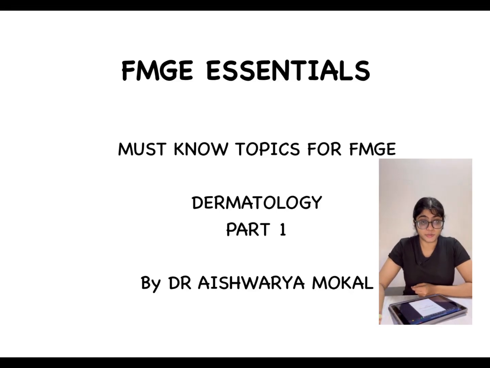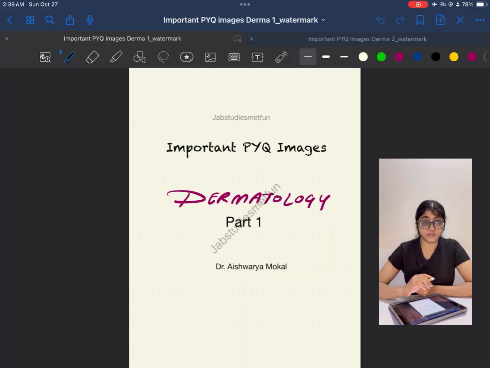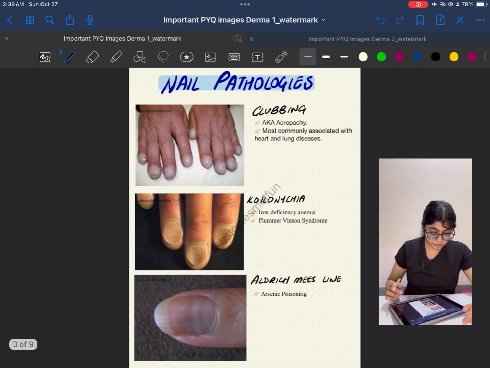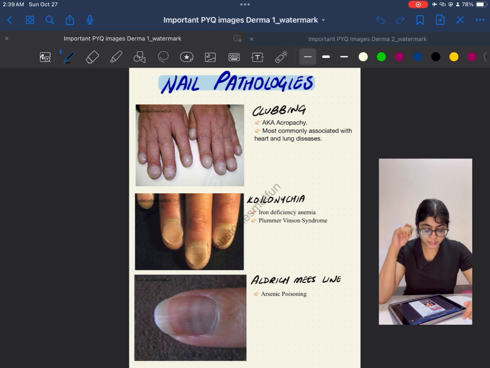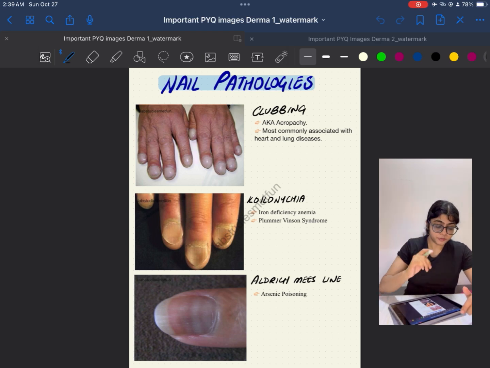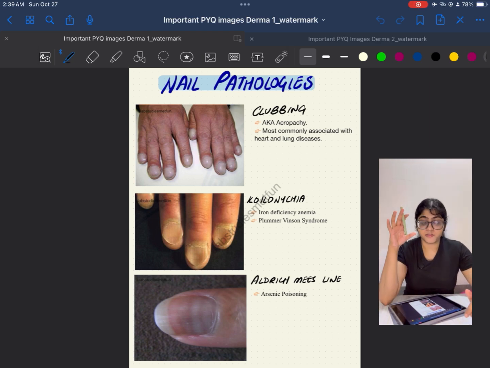This is Dr. Aishwarya Mukal, and it will be your first part for dermatology important PYQ images. So let us start. The first one we will be looking at are nail pathologies. Why nail pathologies is because it is important to isolate each nail pathology and remember what it is related to, so that it will become easier in the exam. That when the picture comes, the image they give, you'll be able to identify it on the spot and you won't have to dig your memory that much.